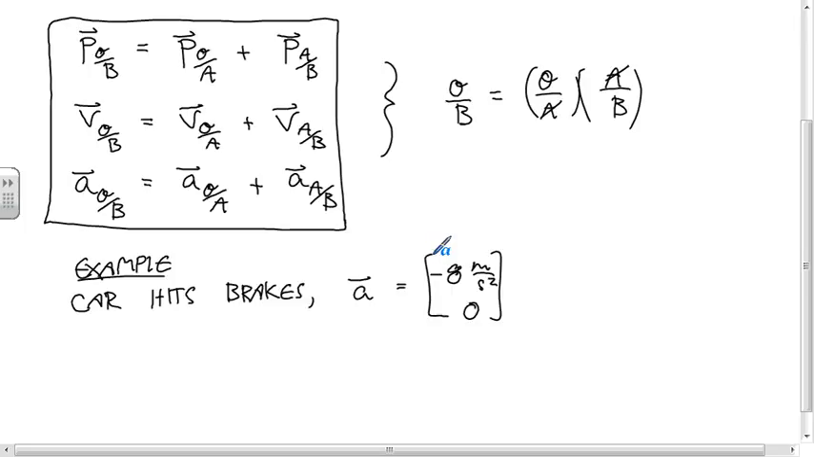Okay, so what direction is the car moving? So if this is your coordinate system, let's just picture what's happening. If the car hits the brakes and this is the acceleration, then yeah, the velocity has to be positive for this to be slowing it down. Otherwise, you have really weird brakes.